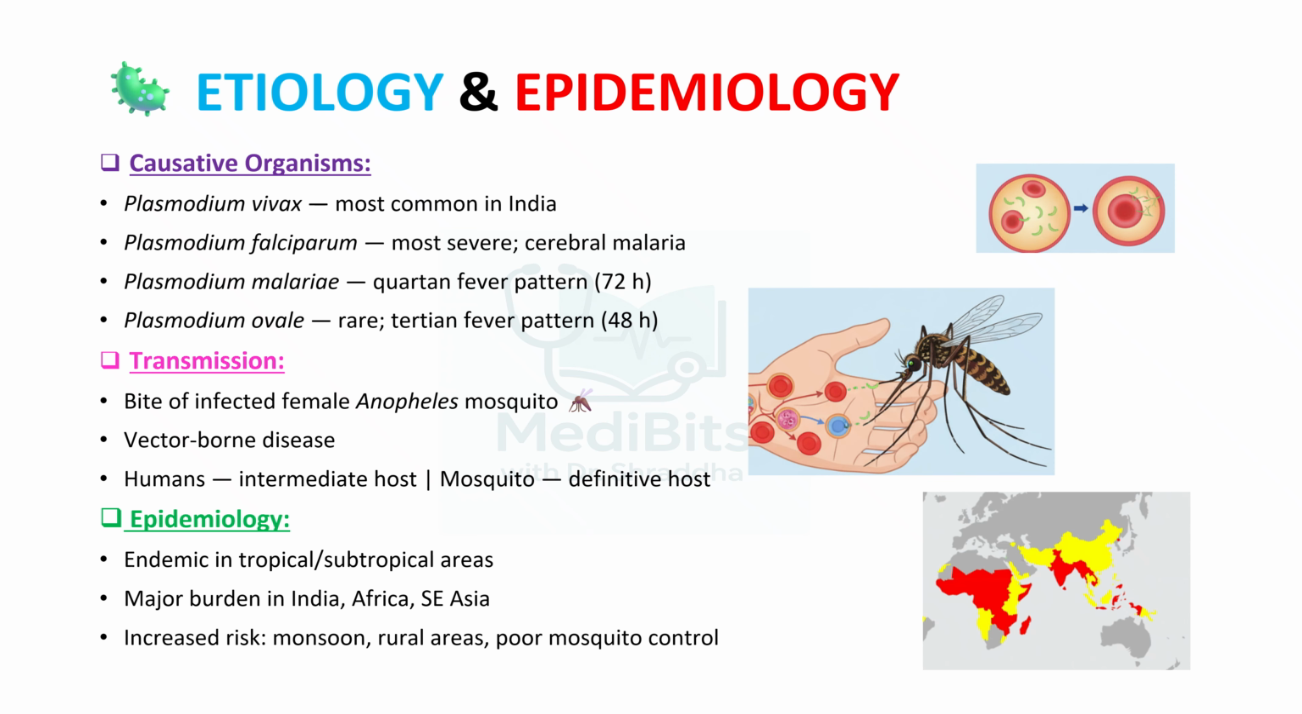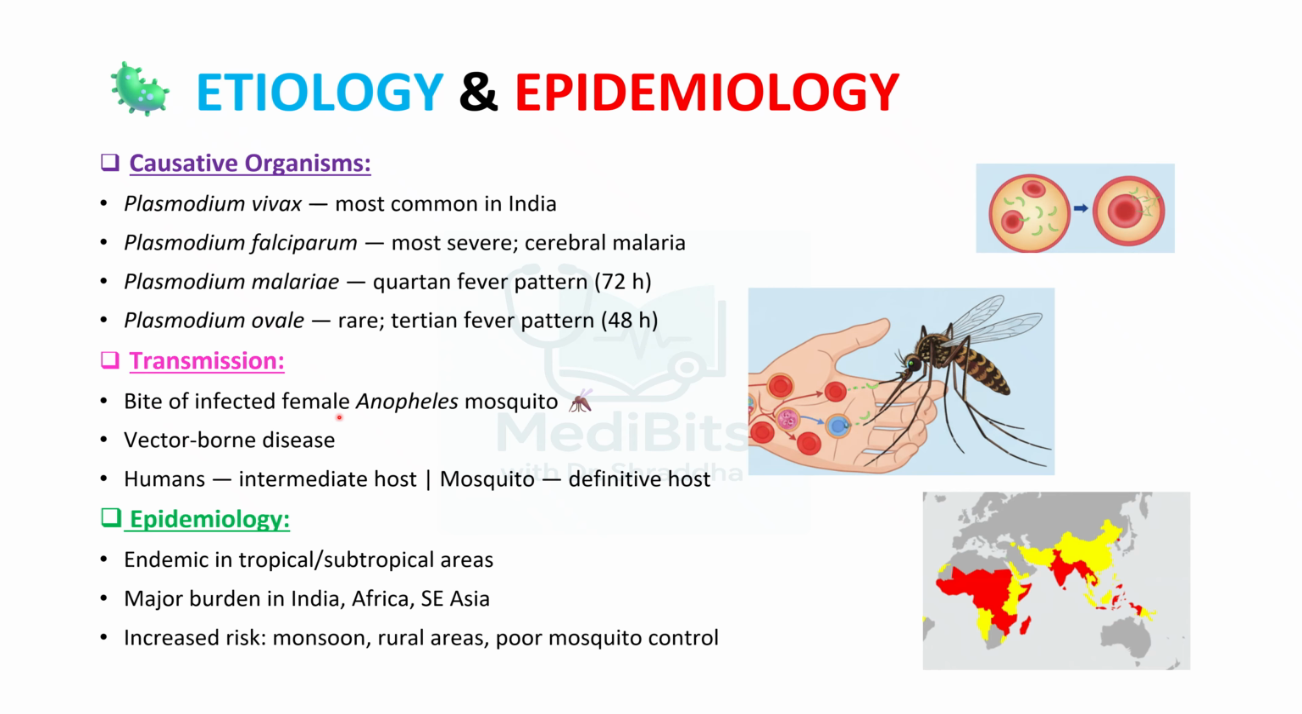Okay students, malaria is caused by four major species of Plasmodium. Plasmodium vivax, which is most common in India. Plasmodium falciparum, which is most dangerous, causing severe complications like cerebral malaria and renal failure. Plasmodium malariae, which causes quartan fever, that is every 72 hours. Plasmodium ovale, which is rare but clinically resembles vivax.